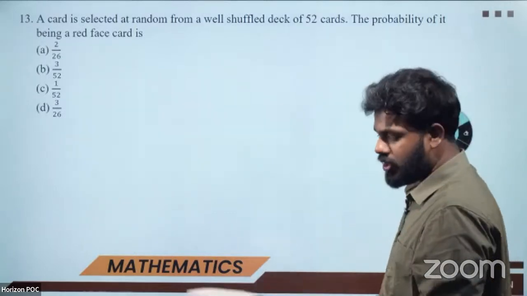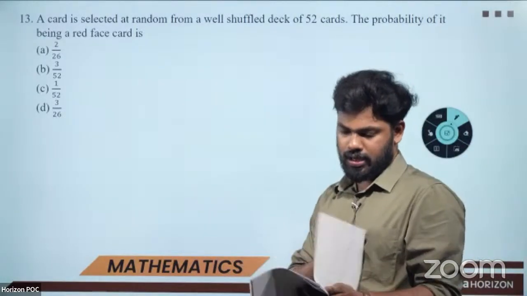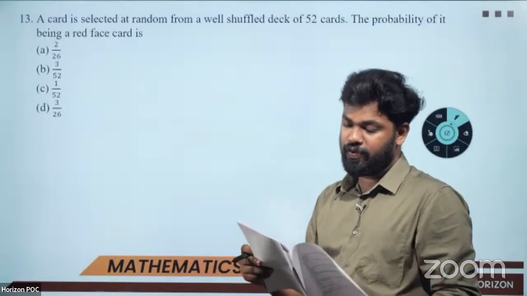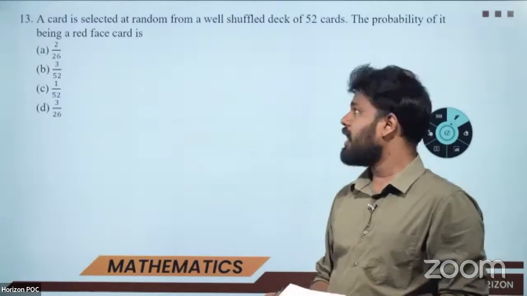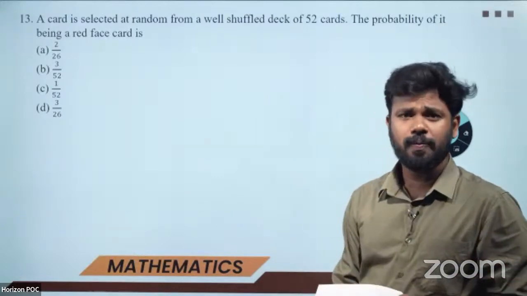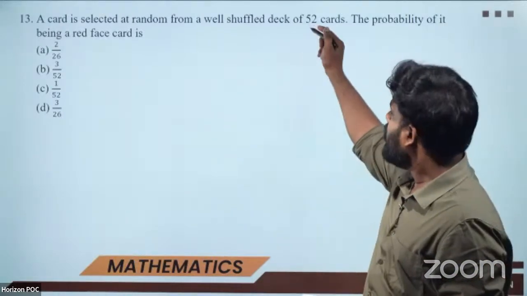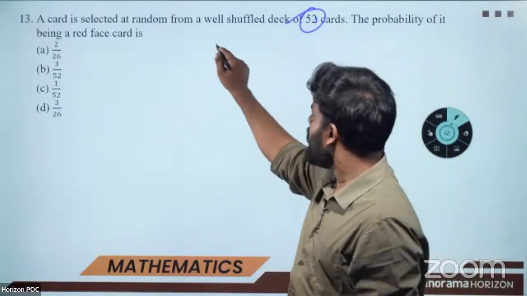A card is selected at random from a well-shuffled deck of 52 cards. The probability of it being a red face card. What is the probability that the card is a red face card? That is the question. How many cards are given there? 52. You know that 52 cards are there.